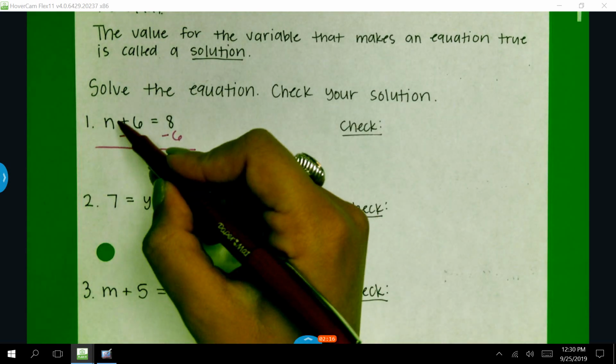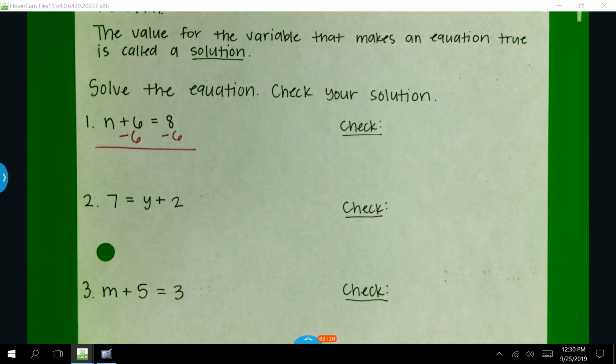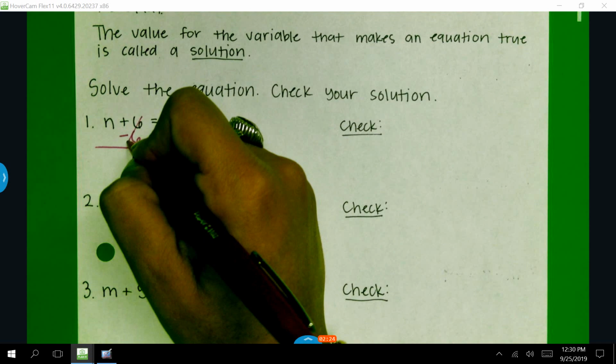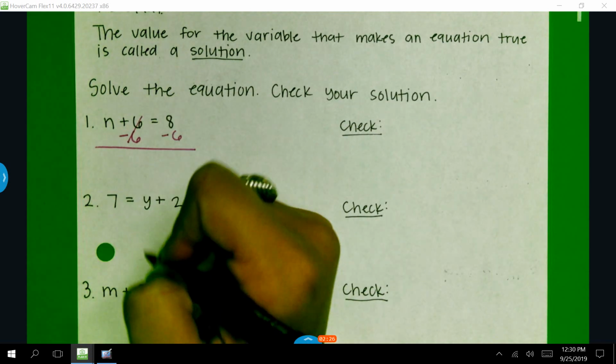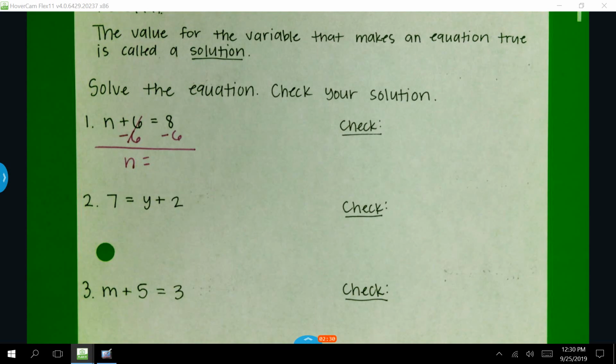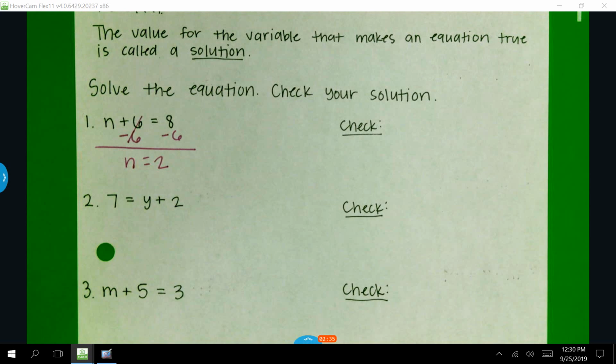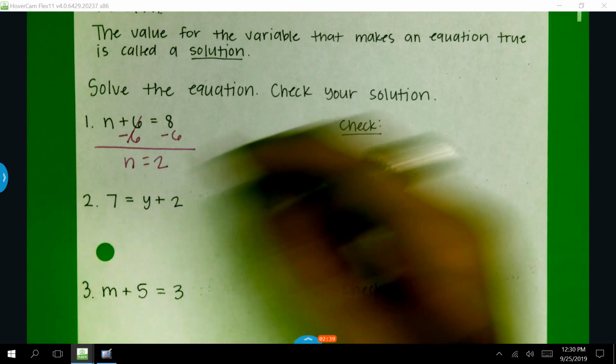And then n plus 6 minus 6, what does that whole side leave me with? 0? The whole side is 0? No. It's n, right? 6 minus 6 is 0, but I still have an n. And then what's 8 minus 6? 2. So n equals 2. I want to make sure that n is 2. So I'm going to check it.